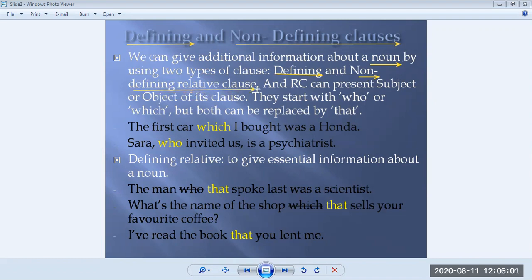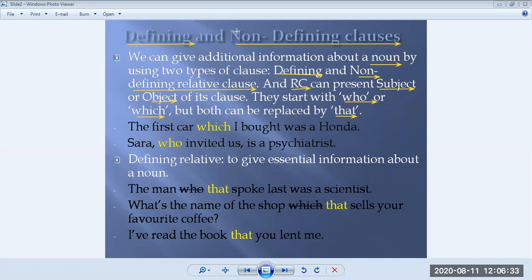Okay, so RCs, meaning relative clauses, can represent the subject or object of their clause. They start with who or which, but both can be replaced by that. So what does that mean? Here I'll try to explain. The first car, the car which I bought, was a Honda.